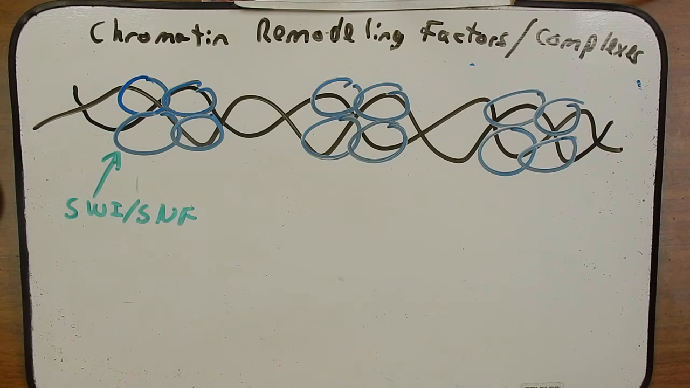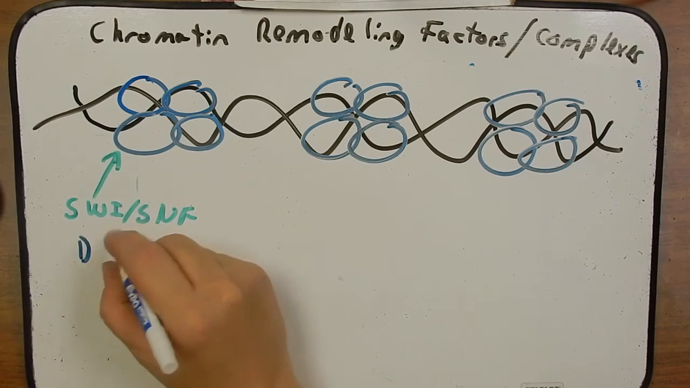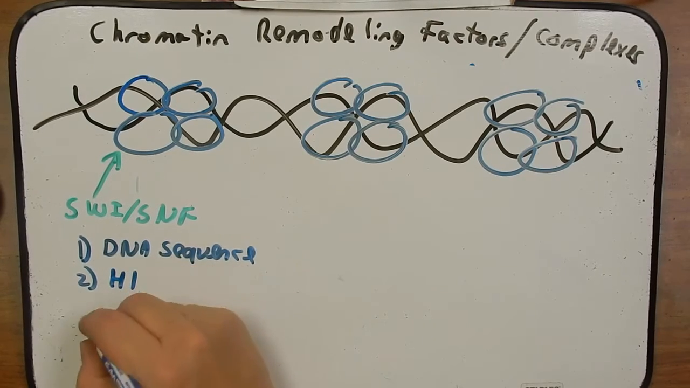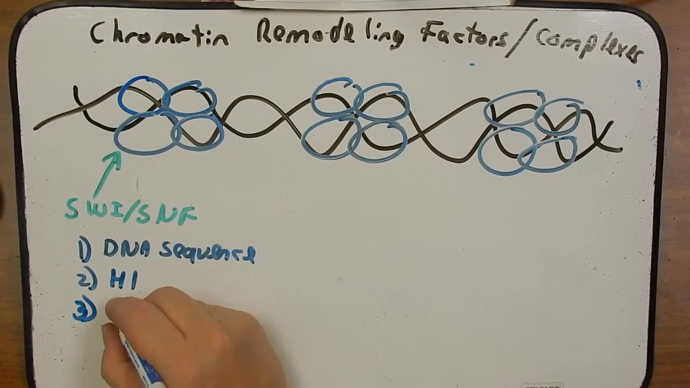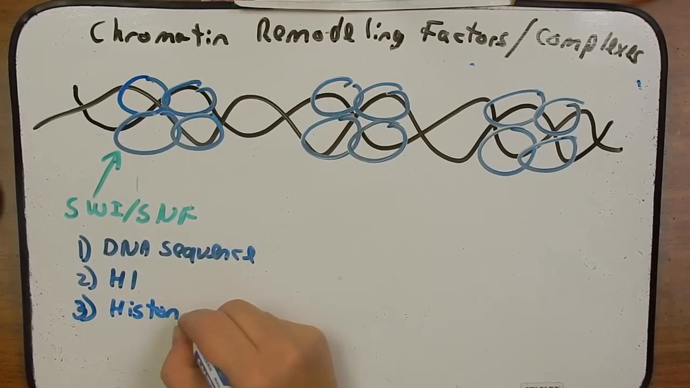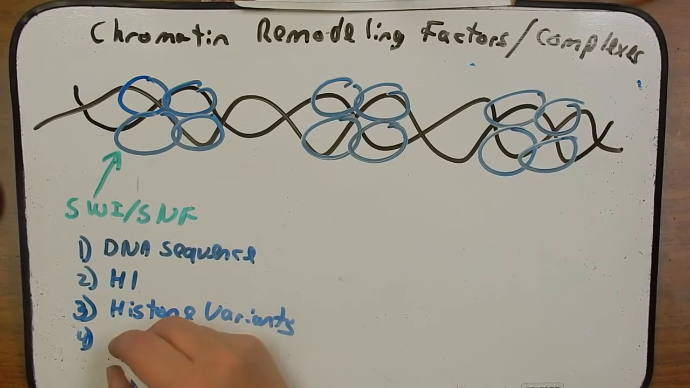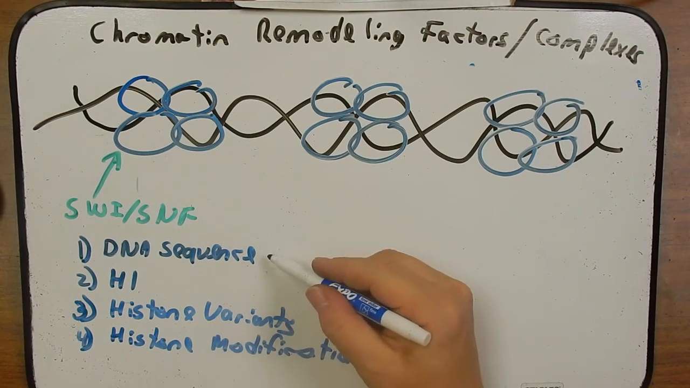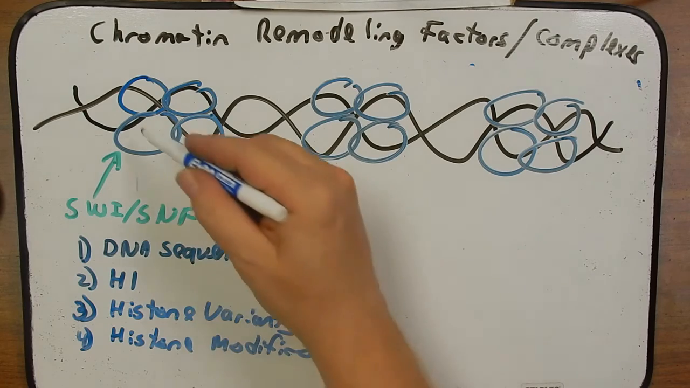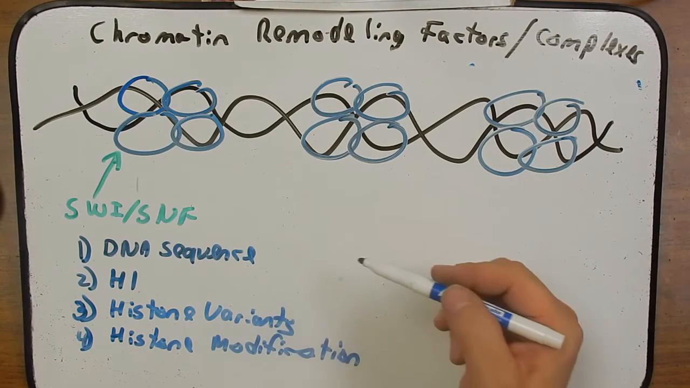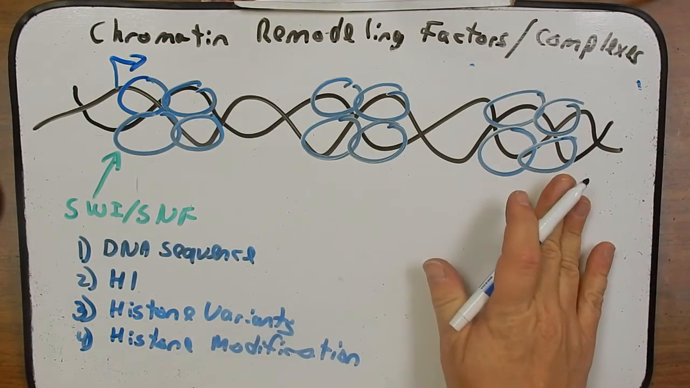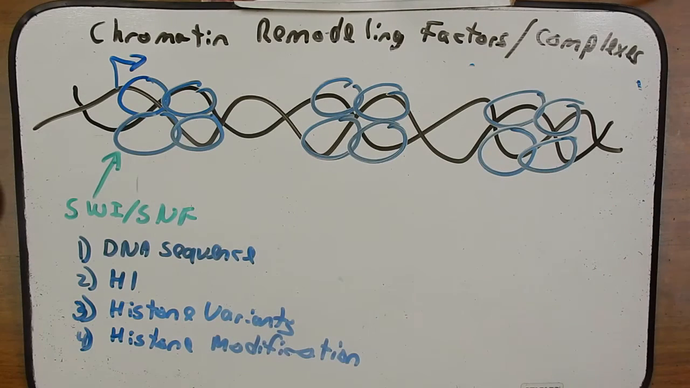And so I want to spend a little bit of time talking about how it does that. And in this discussion, we want to talk about DNA sequence. We want to talk about H1, the lost histone, so to speak. We want to talk about histone variants and histone modification. So how do these factors help initiate transcription here, and ultimately elongation too? Because the goal isn't just to start this. We want to move all these histones away so that the whole gene can be transcribed.